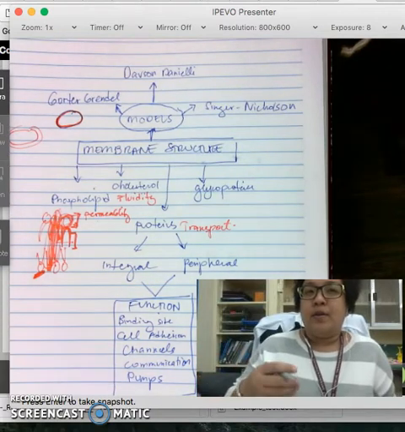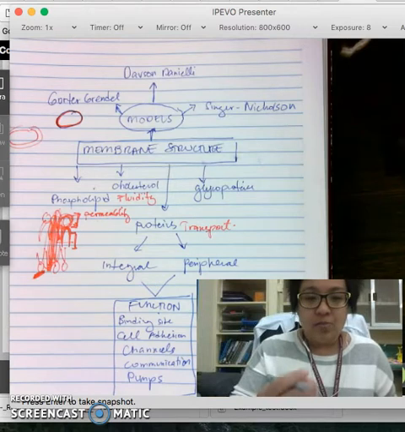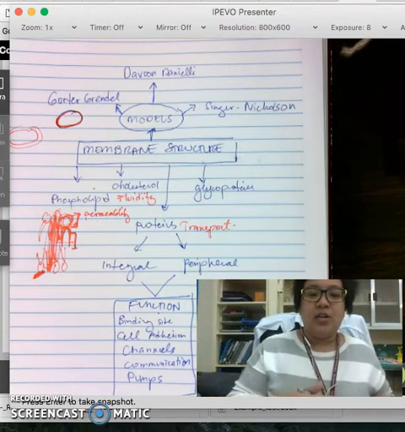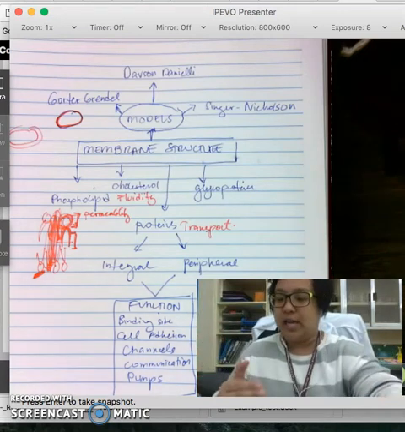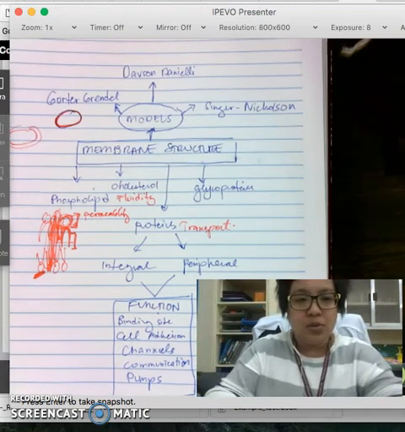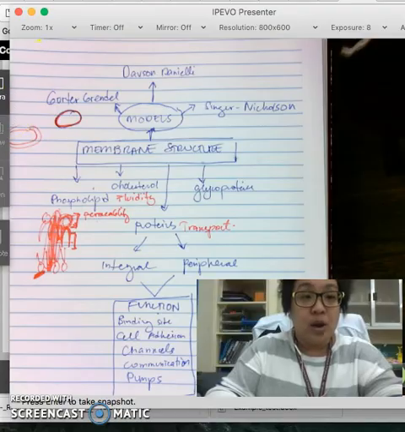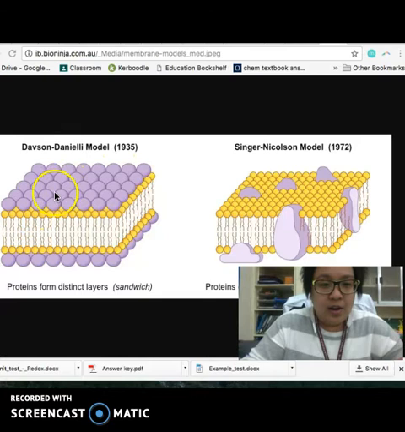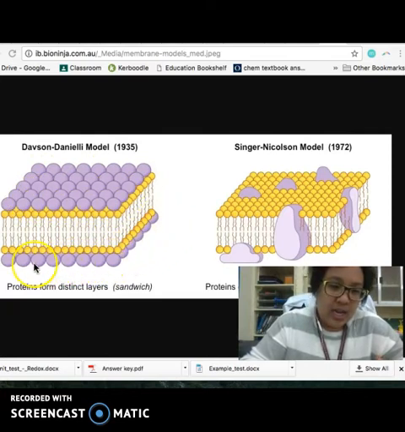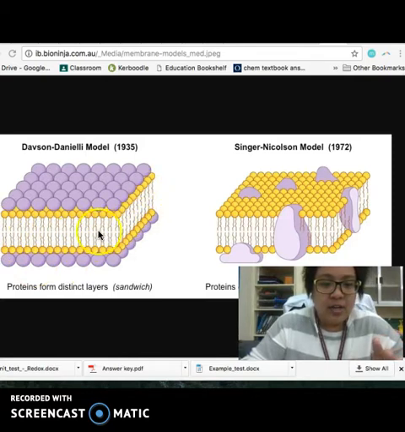So they were somewhat correct, but not completely correct yet. There are two layers because the membrane is longer than the actual size of the cell. Now, Dobson and Danieli proposed the protein sandwich model. Let me borrow this from BioNinja. You have here the Dobson-Danieli model. They proposed that you have a layer of proteins outside and inside, sandwiching the phospholipid bilayer.